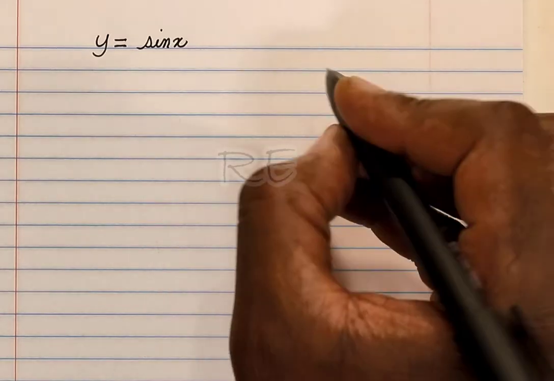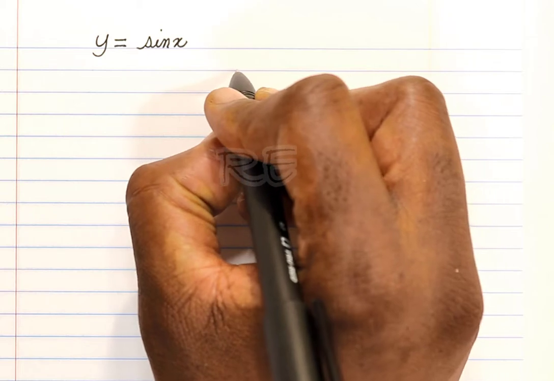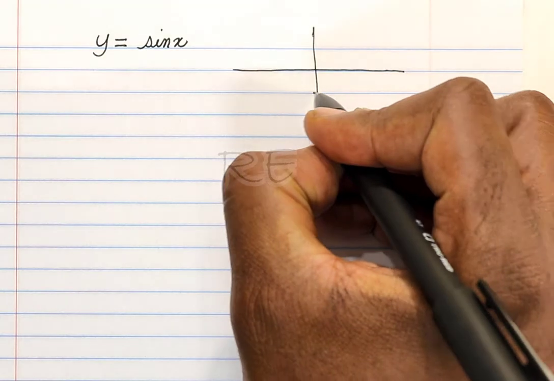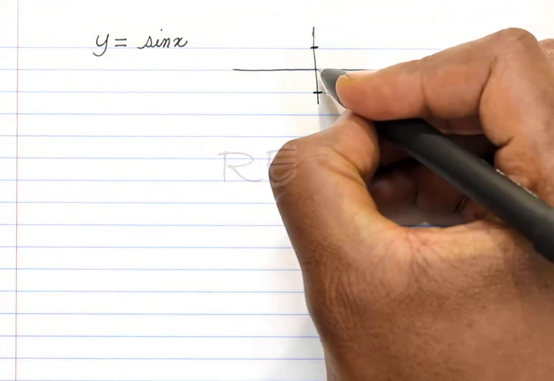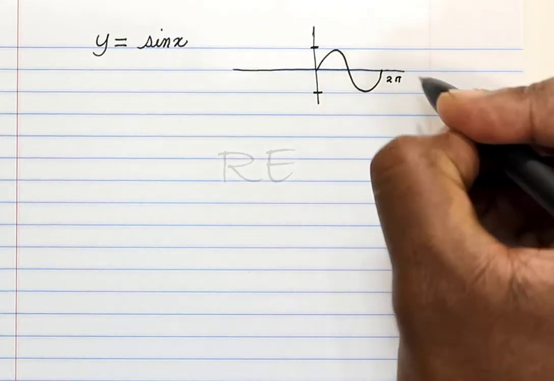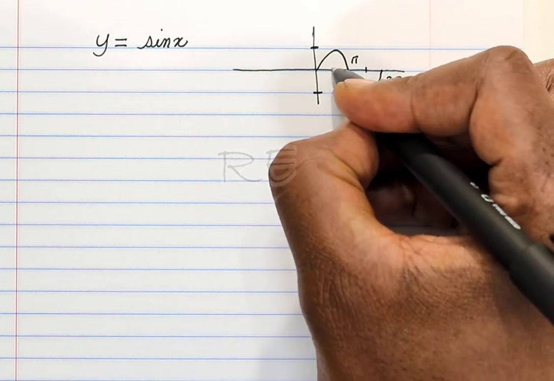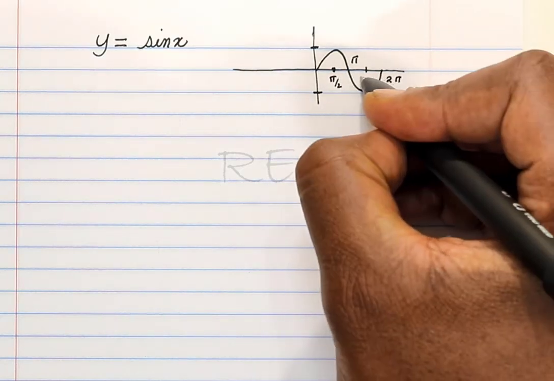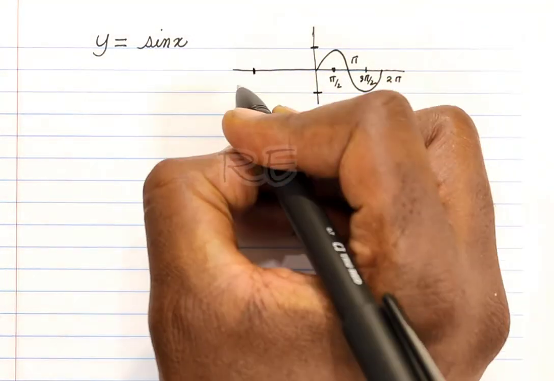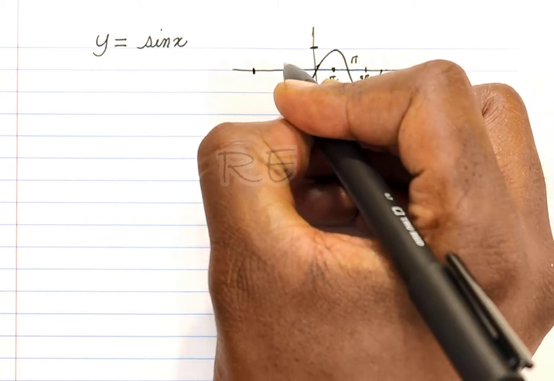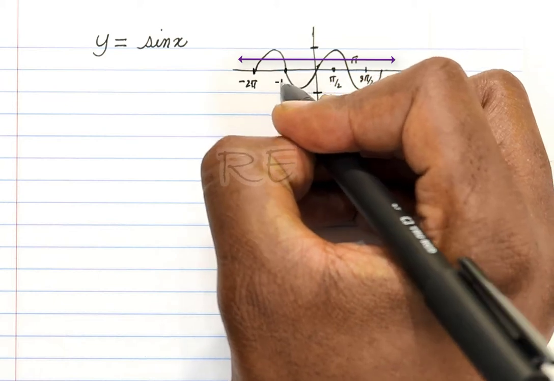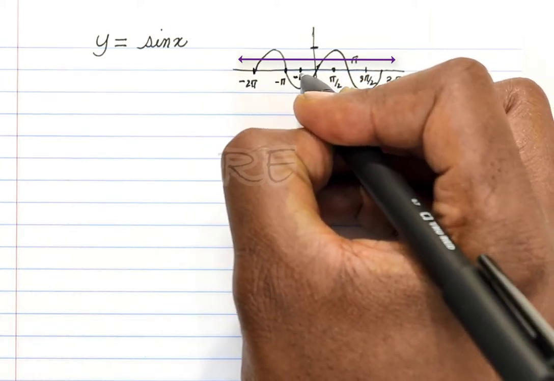The function y equal to sine x is not invertible, which means it doesn't have an inverse. Why? A quick glance at the graph of sine x, we realize that it fails miserably the horizontal line test. Therefore, y equal to sine x is not one-to-one.